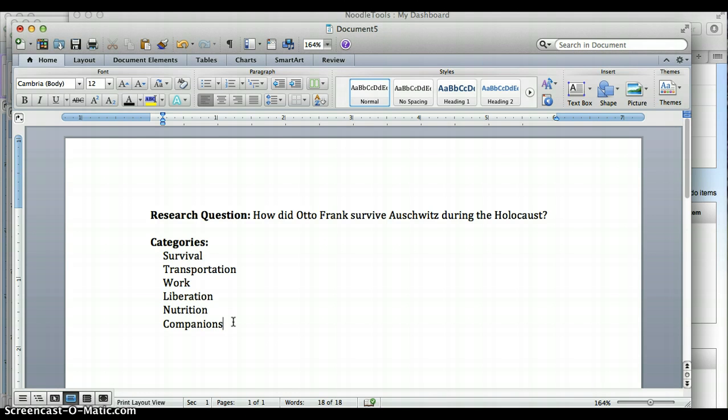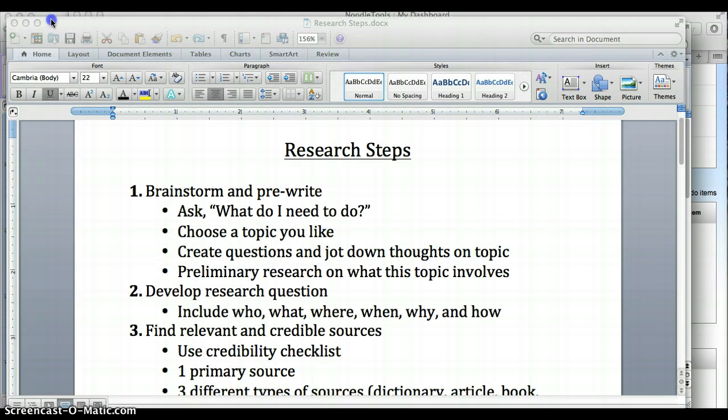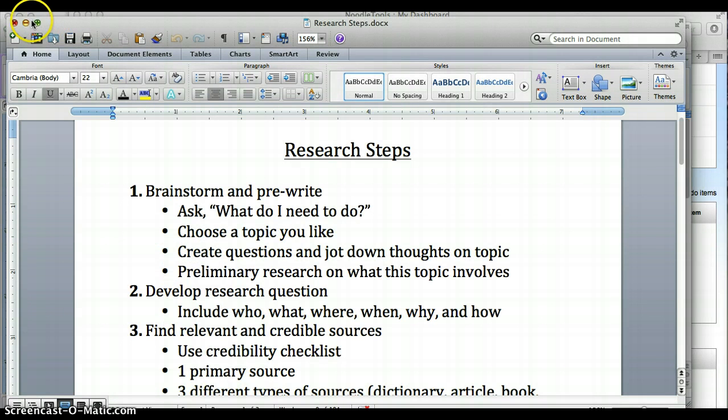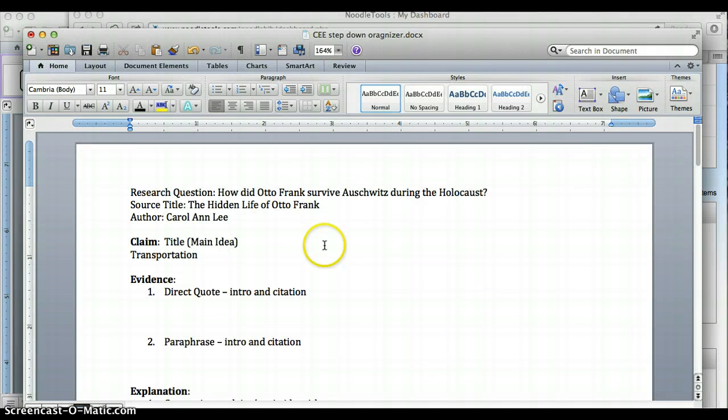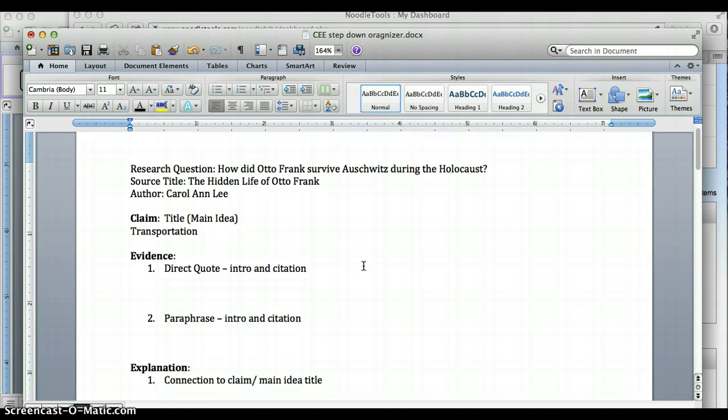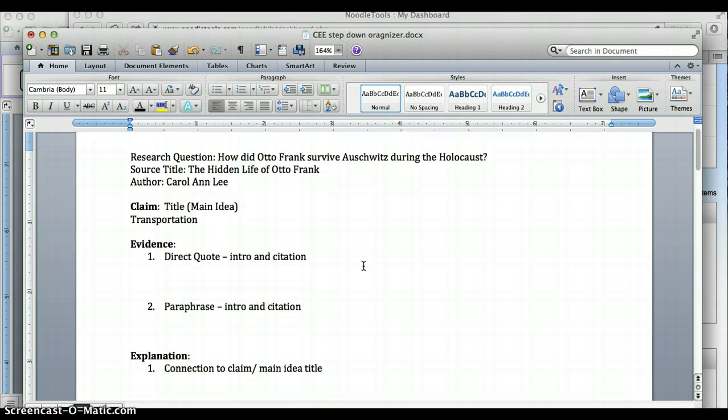Now, some of you might have this written on loose leaf paper. Others of you may have written it on the note card template that I gave to some of you yesterday in class. This is just another form of the CEE, just without the graphic organizer boxes.